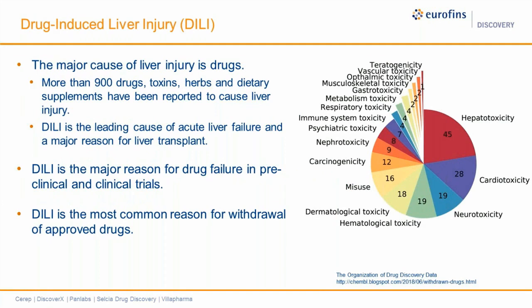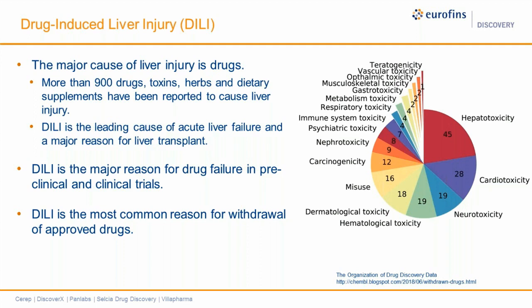First, let's ask a very important question. Why is DILI assessment in early drug discovery important? As we know, drugs are the major cause of liver injury. More than 900 drugs, toxins, herbs, and dietary supplements have been reported to cause liver injury. In the United States alone, approximately 2,000 cases of acute liver failure occur annually, and drugs account for over 50% of them. Approximately 75% of idiosyncratic drug reactions result in liver transplantation or death.